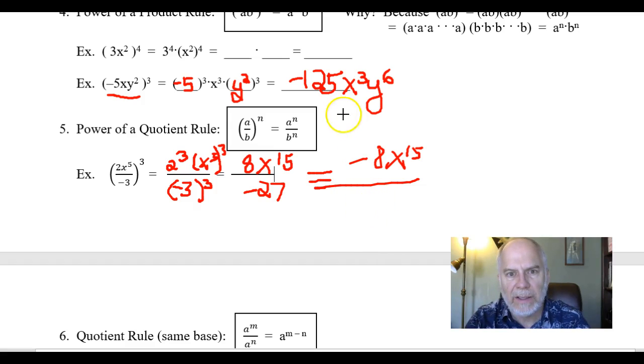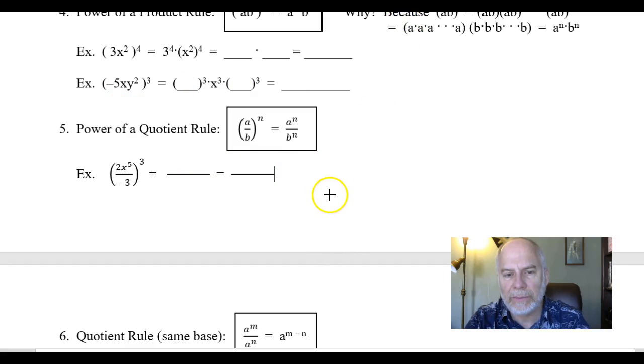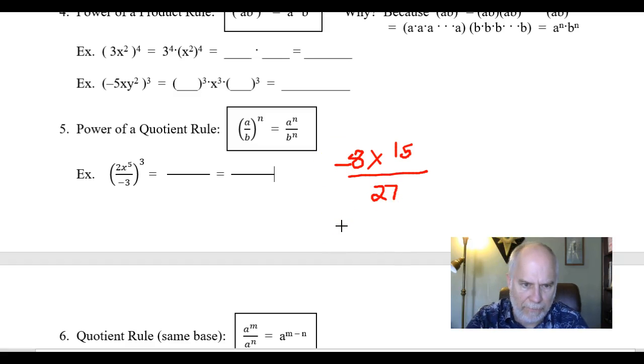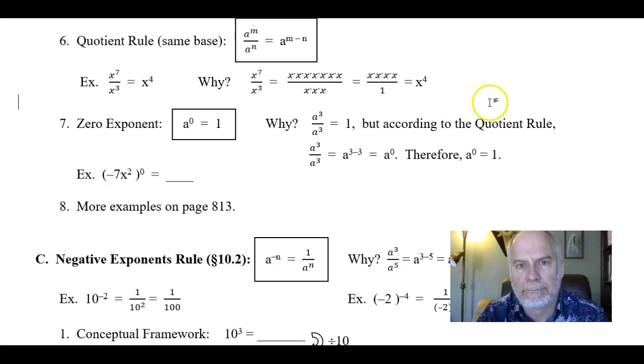See, I can't erase that. Okay, I erased everything. But what we had there was 8x to the 15th over 27, but we put the negative sign on the top instead. All right, so that's all we had to do. I wouldn't leave a negative in the bottom. There's a reason for it later that we'll talk about, but it's just not usually done.